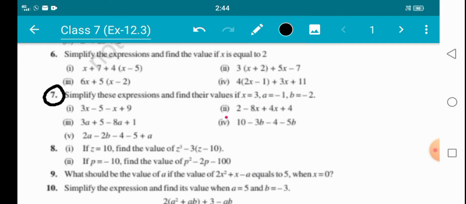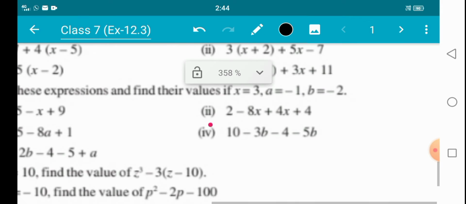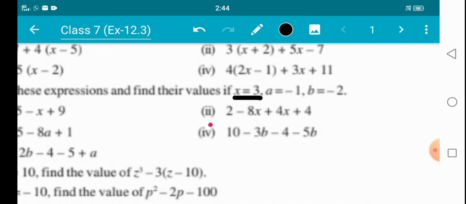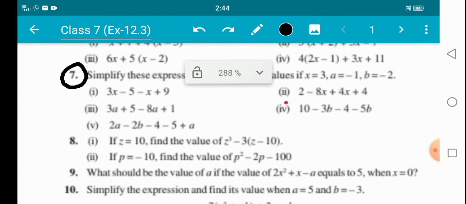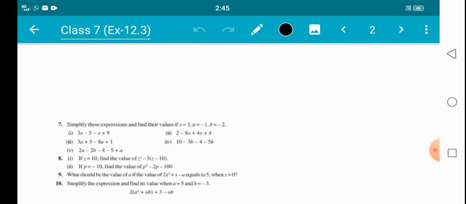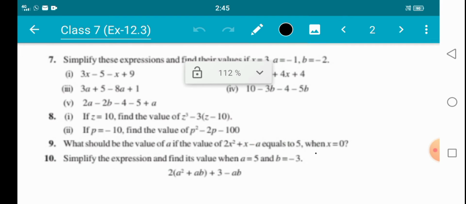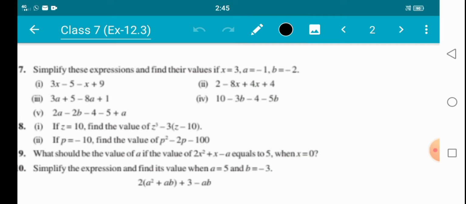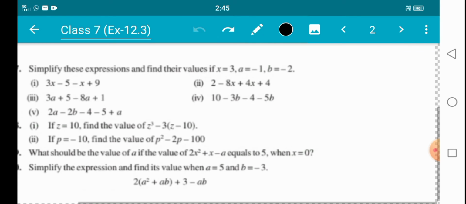Simplify this expression and find their values when x is equal to 3, a is equal to -1 and b is equal to -2. So we have to put these values after simplification of this expression. Okay, now the expression you can see: 3x minus 5 minus x plus 9. According to like terms we have to simplify, and after simplifying we will find out the value of these sums.